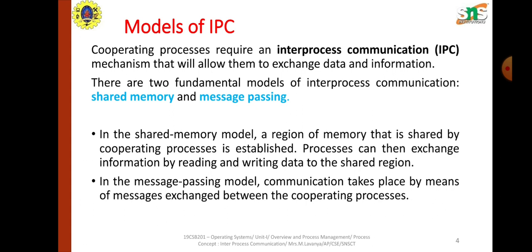The cooperating process, as said earlier, requires inter-process communication, which allows the processes to exchange data and information. Basically, inter-process communication can be implemented in two methods. One is shared memory and another one is message passing.